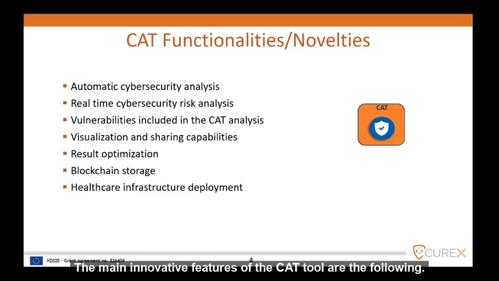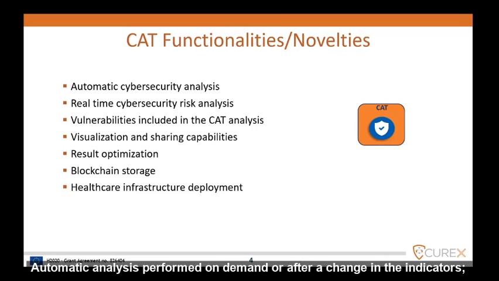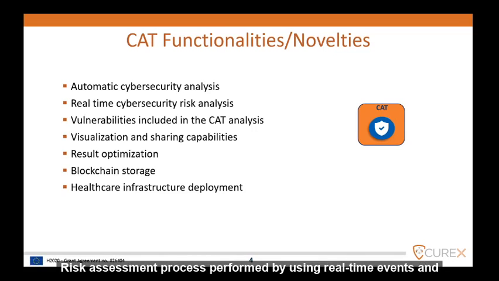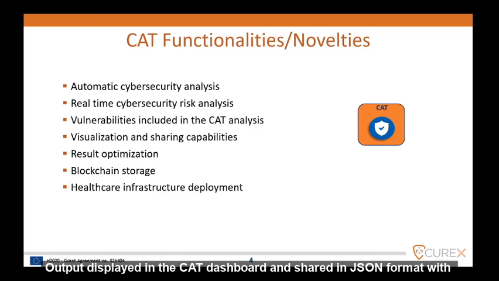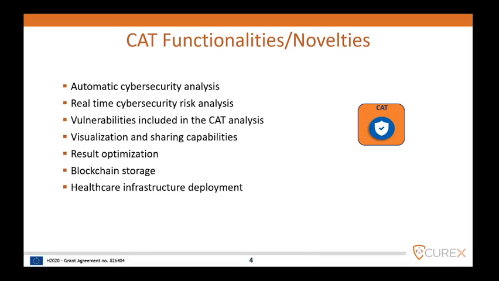The main innovative features of the CAT tool are the following: automatic analysis performed on demand or after a change in the indicators. Risk assessment process performed by using real-time events and alarms generated by the CM module of the TA. Refinement of the cybersecurity risk analysis based on the system vulnerabilities detected by the VDM. Output displayed in the CAT dashboard and shared in JSON format with OST and PRB tools.